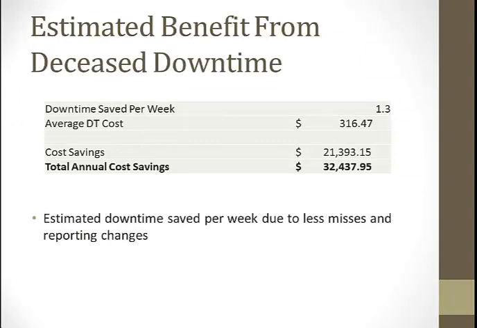The other savings to be calculated were the savings from the decreased downtime that came out of the new database. I estimated that on average, about 1.3 hours were saved each week. Because the average downtime cost across all lines averaged together was around $300, the cost savings from this decreased downtime was around $20,000. Adding up the technical services benefit as well as the downtime benefit, this came up with a total annual savings of about $32,000.